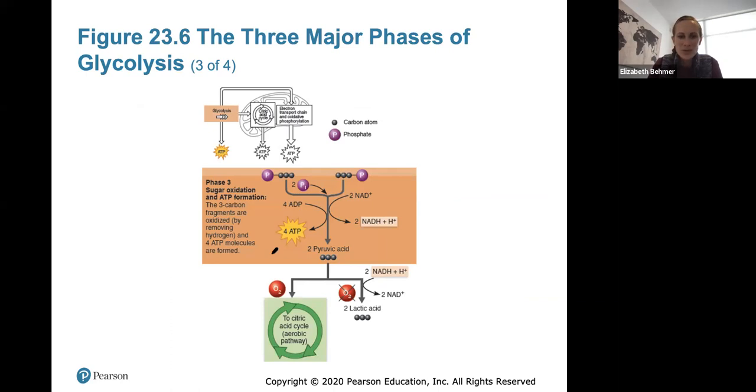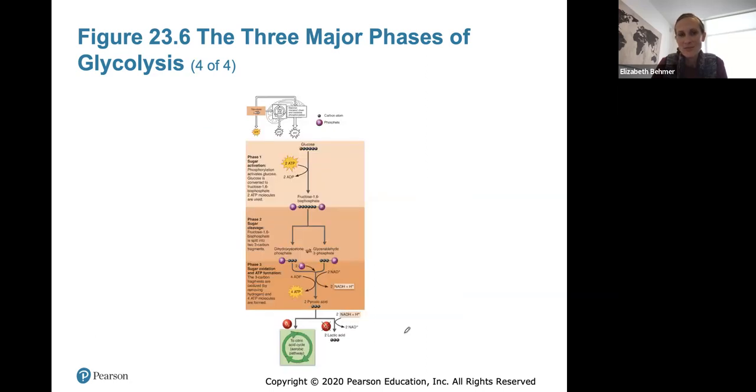Then here we have finally the final stage. We're taking phase 3. We're basically, through substrate level phosphorylation, creating 4 ATP and 2 pyruvic acid molecules. And these pyruvic acid molecules will then go on into the citric acid cycle, which occurs in the mitochondria. This occurs in the presence of oxygen. In the absence of oxygen, pyruvic acid will actually be changed into lactic acid, and that will build up in your muscles and cause a burning sensation.